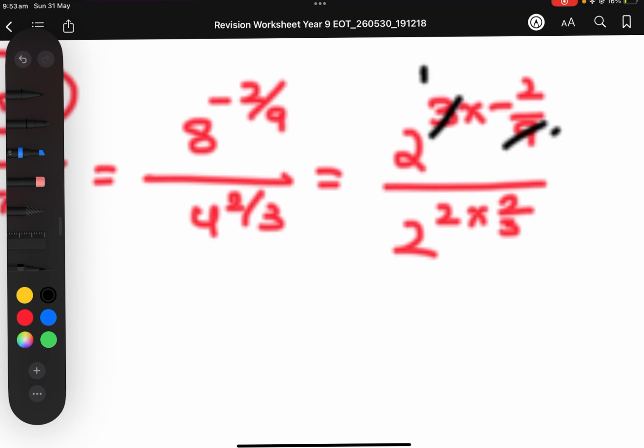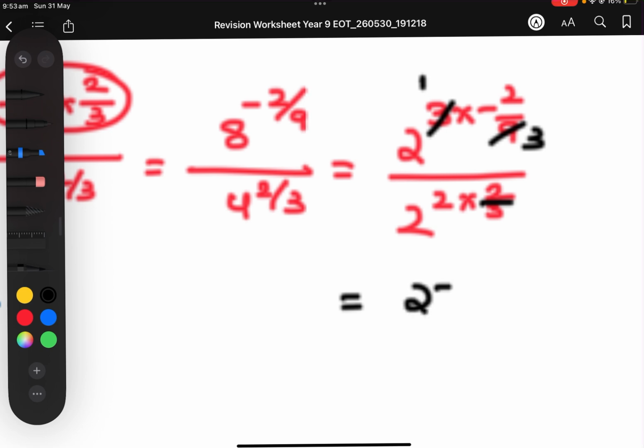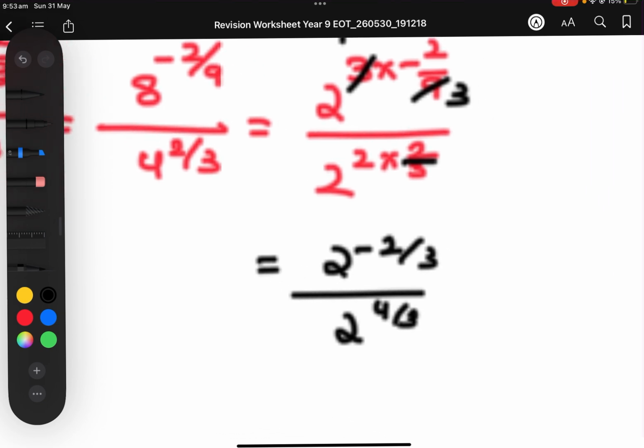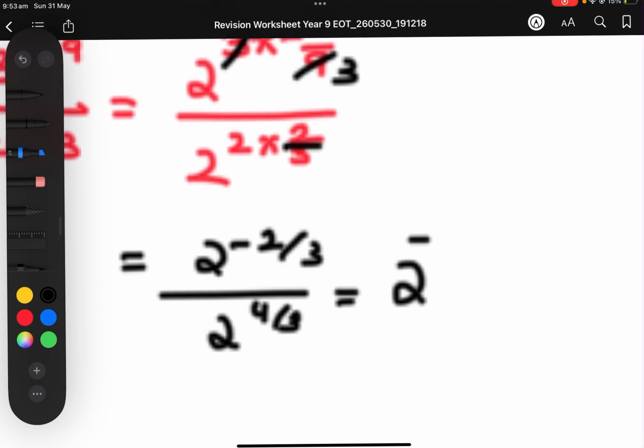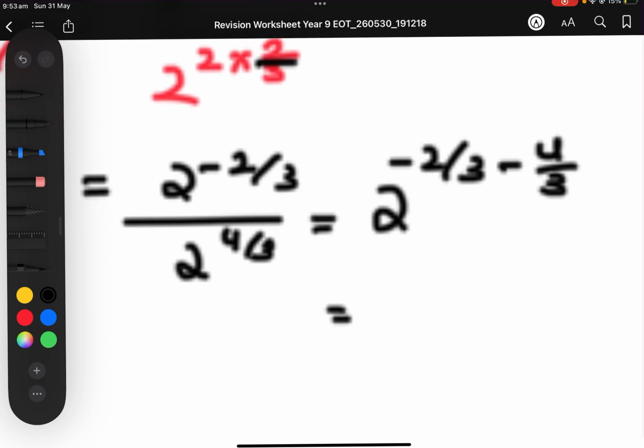3 ones are 3, 3 threes are 9, and then we are having 2 to the power minus 2 by 2 to the power 4 over 3. Okay, change the positions here because they both have the 3 in the denominator. So take the denominators common. 2 to the power minus 2 over 3 minus 4 over 3. So what's going to happen? 2 to the power minus 6 over 3.